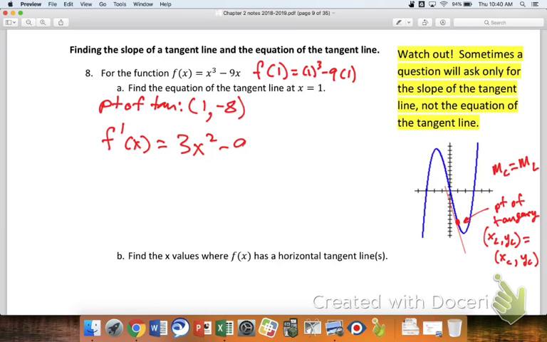3x squared minus 9. Very good. So that's that power rule coming into play twice, right? 3x squared minus 9. Yes, ma'am.